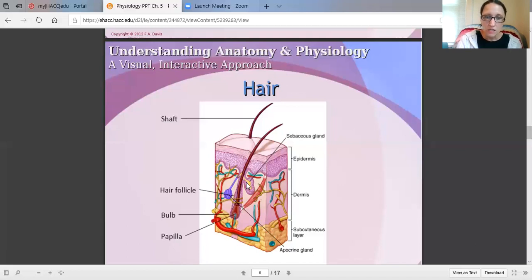Now, let's see, what else do I want to point out here? Oh, you have another little gland here. That's going to be a sweat gland, but we're not talking about that right now. Okay. The other thing that I want to point out here is that you have muscle attached to each hair follicle.